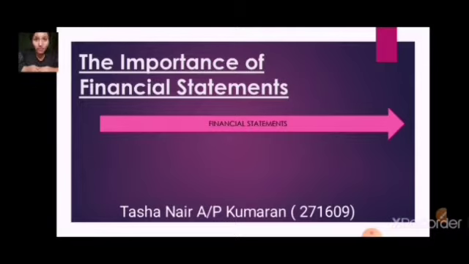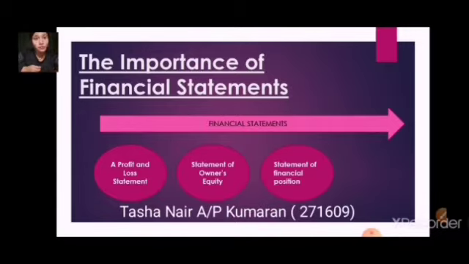In general, there are 4 financial statements. The first one is the statement of profit or loss. The second one is the statement of owner's equity. The third one is the statement of financial position, and the last one is the statement of cash flow. All these 4 financial statements are very important to internal users and also external users of a company. So who are these internal users and external users?